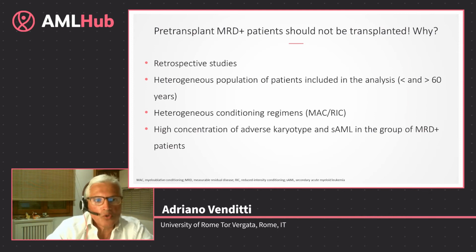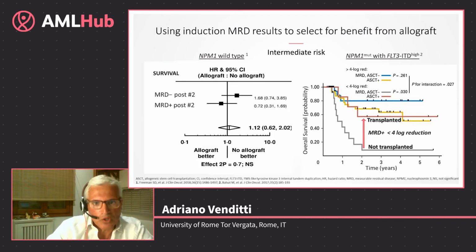They included a very heterogeneous population of patients, younger and older. They included a very heterogeneous spectrum of conditioning regimens. And finally, by chance, there was a high concentration of adverse karyotype and secondary acute myeloid leukemia in the group of MRD positive patients. Indeed, we have indication that MRD-positive patients can benefit from the application of an allo transplant procedure.